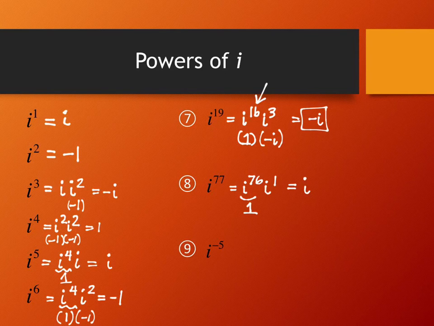Number 9 requires more work because it's a negative exponent. We've dealt with negative exponents and we've put them in the denominators, right? Like that. So that's what we have to do here. I already know what i to the 5th is. It's on my board at the moment, so I already know that it's i. So this is the same as 1 over i.